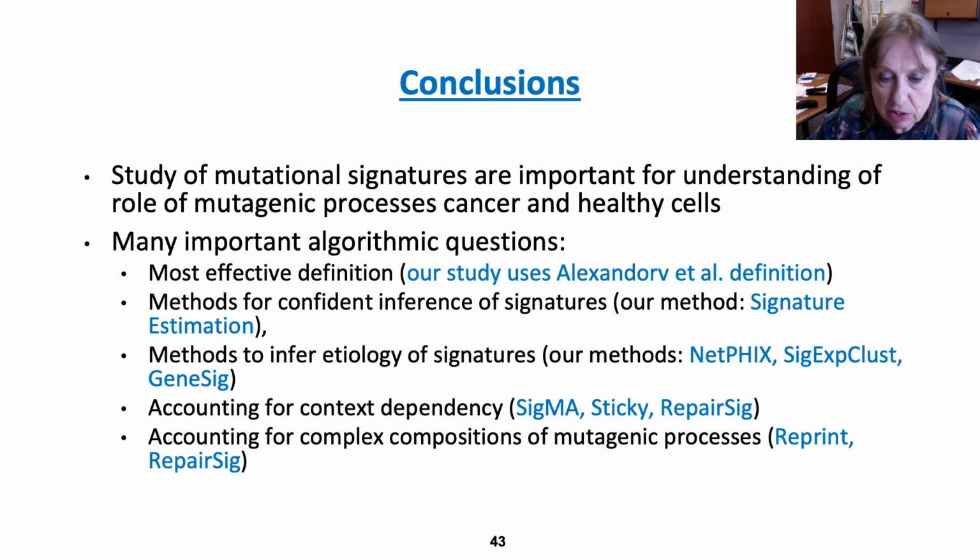And last but not least, a very complex issue is the fact that mutagenic processes are not independent. I was looking at some of the questions related to the dependency of mutagenic processes, but they also may depend on the activity of certain cellular pathways and other processes in the cell. So this is still a question that we are just starting to address, and many more technical and algorithmic questions are likely to follow.